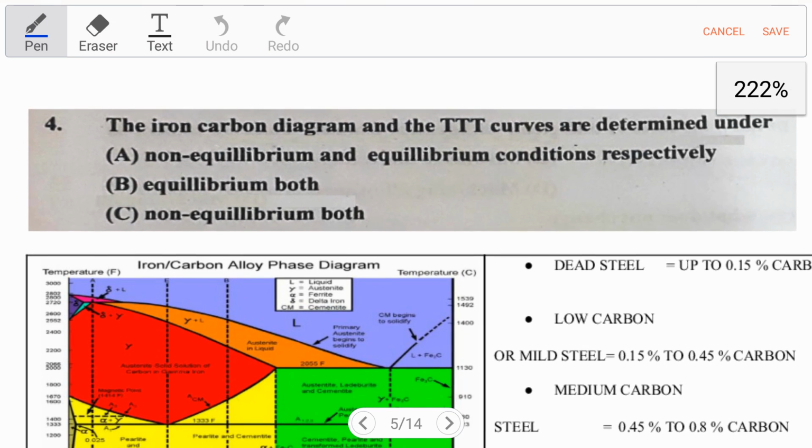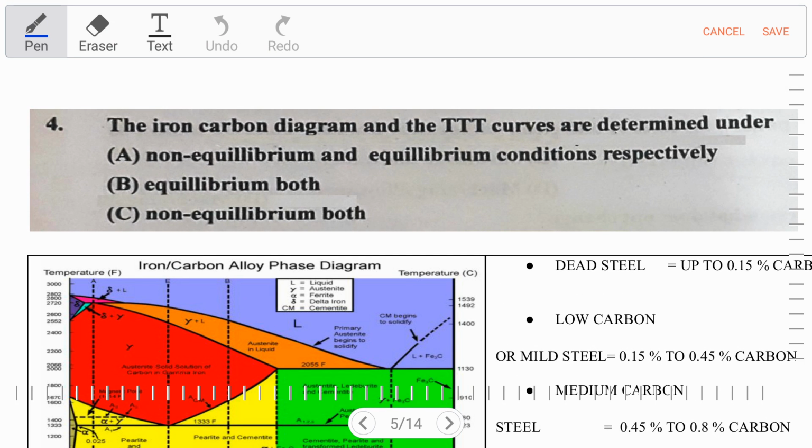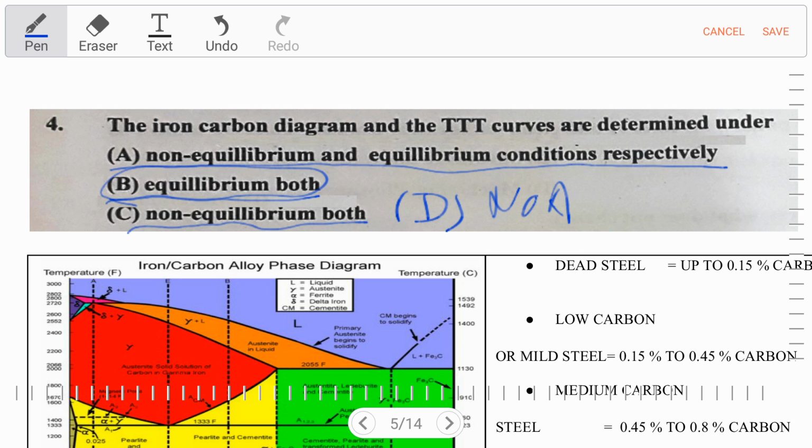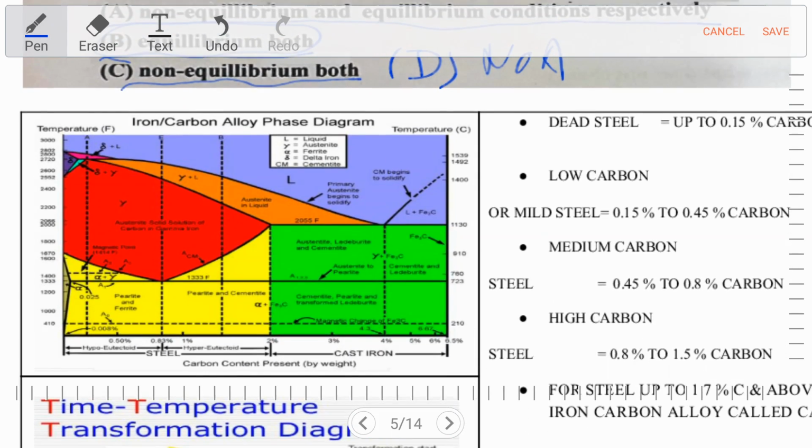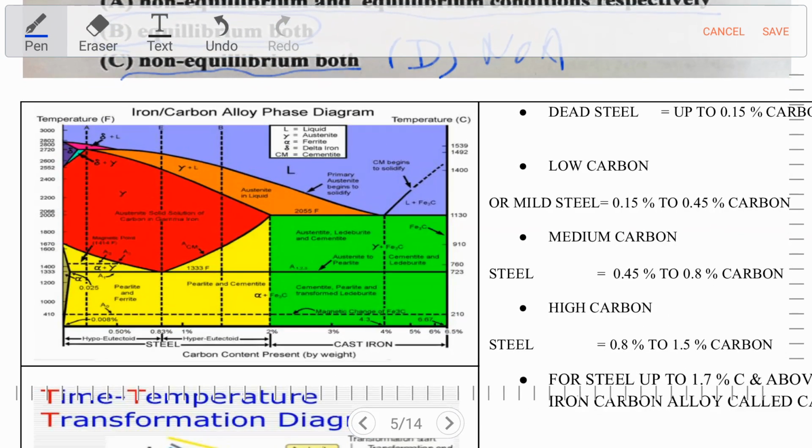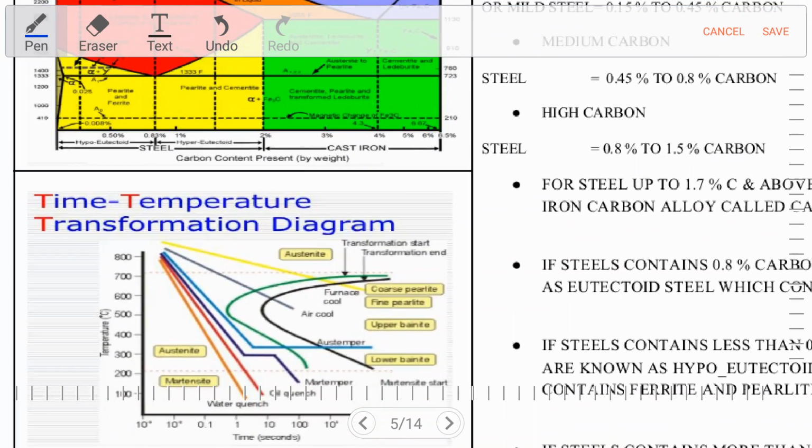Very important question. The iron carbon diagram and the TTT, time, temperature and transformation curves are determined under: option A, non-equilibrium and equilibrium condition respectively, option B, equilibrium both, option C, non-equilibrium both, and option D obviously none of the above. So our right answer is equilibrium both. Keep in mind, friends, we will discuss the iron carbon alloy phase diagram in brief in our further videos, and also the time, temperature, transformation diagram.